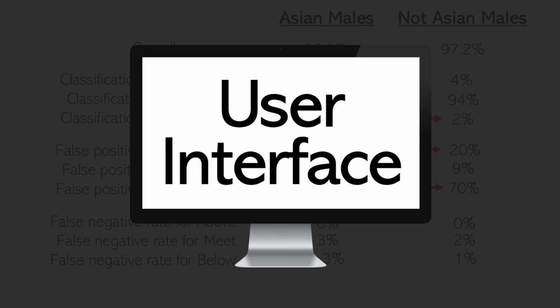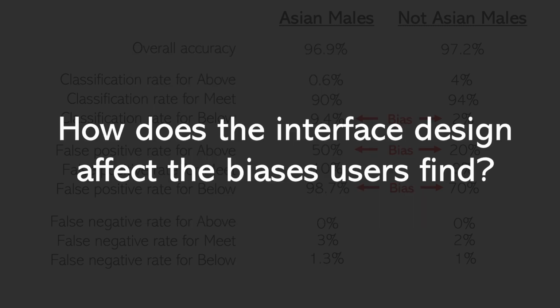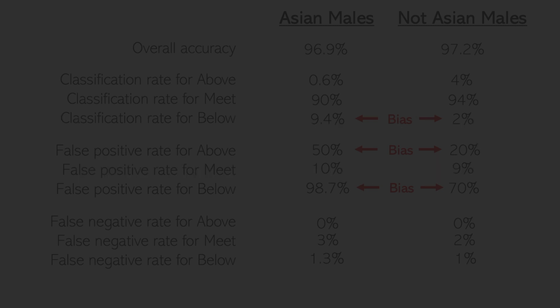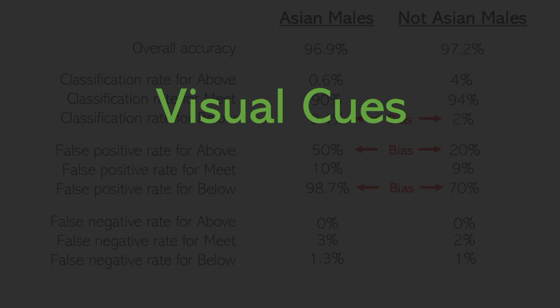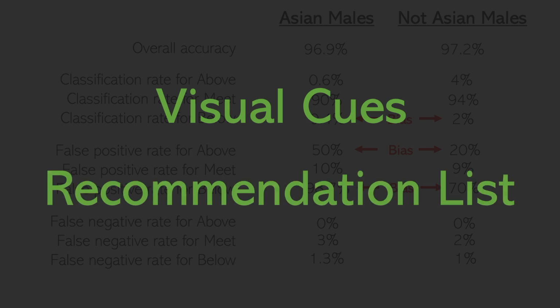There are different approaches to presenting the bias report in a user interface. And our question was, how does the interface design affect the biases users find from a machine learning model? To answer this question, we created two bias detection prototypes. One of them uses visual cues for presenting the automatically detected biases in the bias report. Another one uses a recommendation list for presenting the automatically detected biases. These presentation styles are common in existing bias detection tools.